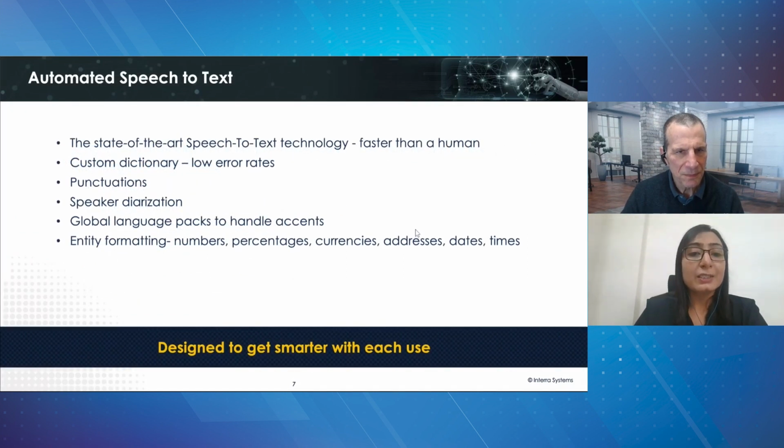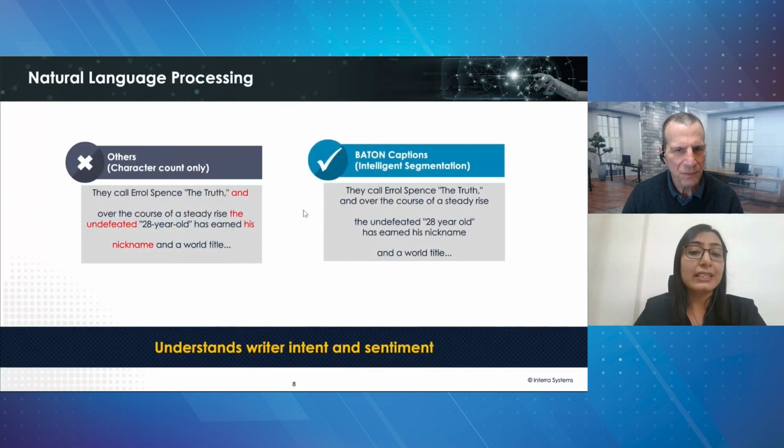State-of-the-art speech-to-text technology definitely transcribes faster than a human. We use custom dictionaries so that the error rate drops with use. It is designed to get smarter with every use. Once the transcriptions are ready, we employ a unique technology that we have developed in-house, based on natural language processing. It extracts the part of speech information, the dependency of surrounding words on each other, the clause boundaries, and we identify the right point to break a sentence.